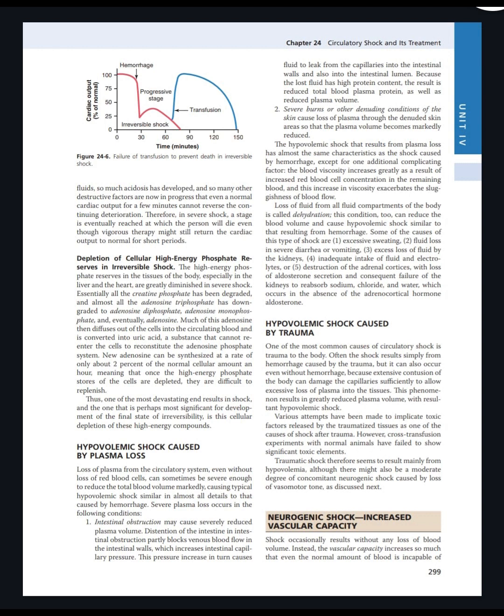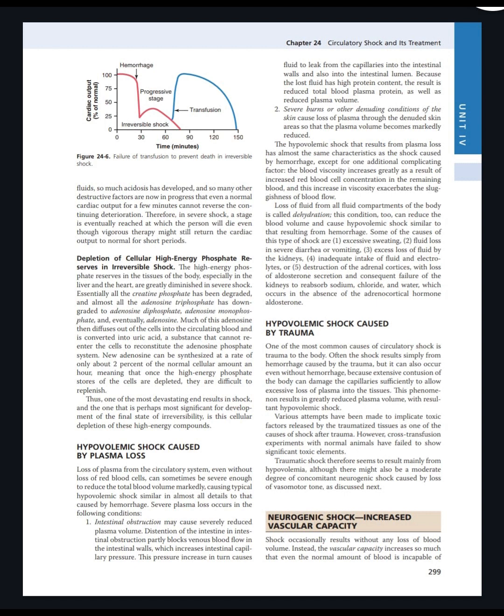Then hypovolemic shock caused by trauma. One of the most common causes of circulatory shock is trauma to the body. Often the shock results simply from hemorrhage caused by the trauma, but it can also occur even without hemorrhage because extensive contusion of the body can damage the capillaries sufficiently to allow excessive loss of plasma into the tissue. This phenomenon results in greatly reduced plasma volume, resulting in hypovolemic shock.